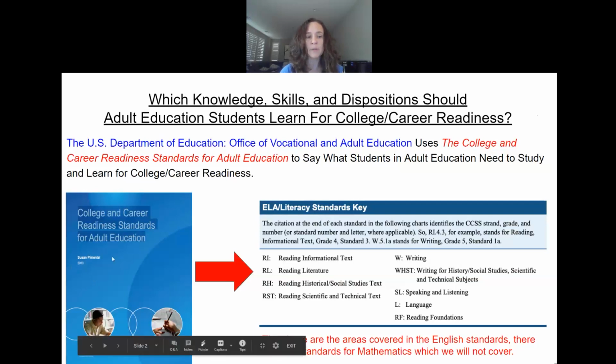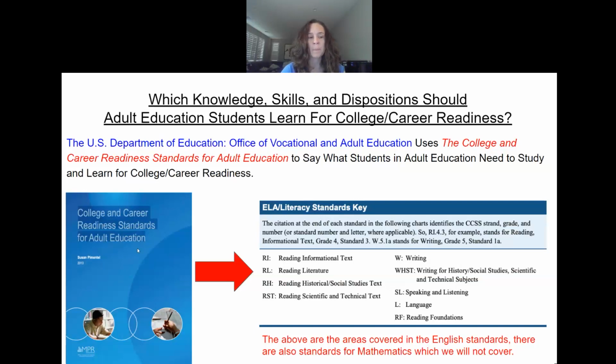So over here on the left, you see a picture of the actual booklet that has the standards, or in this case, it's an online book. And it lists all of the things that you're supposed to learn for college and career readiness. So we're just going to cover the ELA, or the English Language Arts standards. Okay, and so here's where they delineate all of the different kinds of texts and writing and speaking and listening that you should be doing, which we talked about last time.